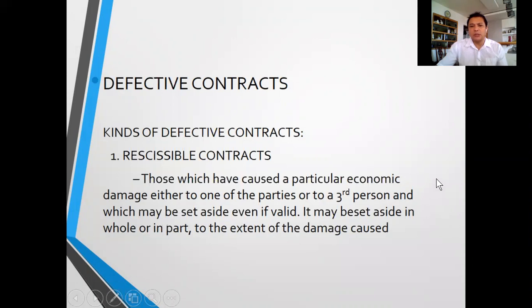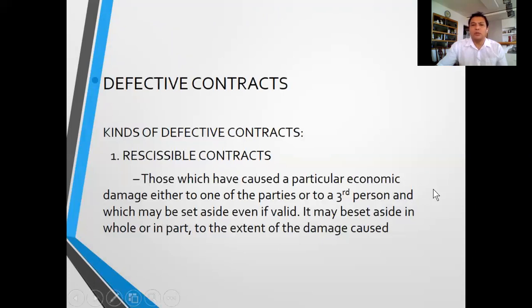Recessible contracts are those which have caused a particular economic damage, either to one of the parties or to a third person, and which may be set aside even if valid. It may be set aside in whole or in part, and to the extent of the damage caused. So here, there is damage either to one of the parties, so either the buyer or the seller, or to a third person, maybe the creditor, and it can be rescinded.